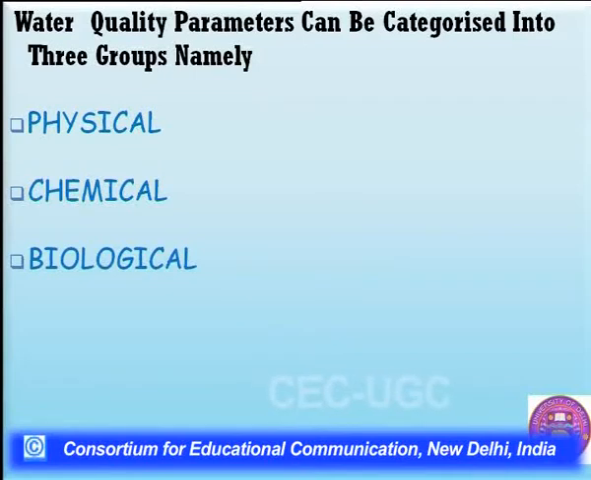There are different types of parameters for water as indices. We classify them as physical, chemical and biological, so three groups mainly. Temperature and transparency or turbidity come under the physical. All the organic and inorganic elements or compounds and the nutrients come under the chemical. And the pathogens, bacteria, viruses, and different types of protozoans come under the biological parameters.